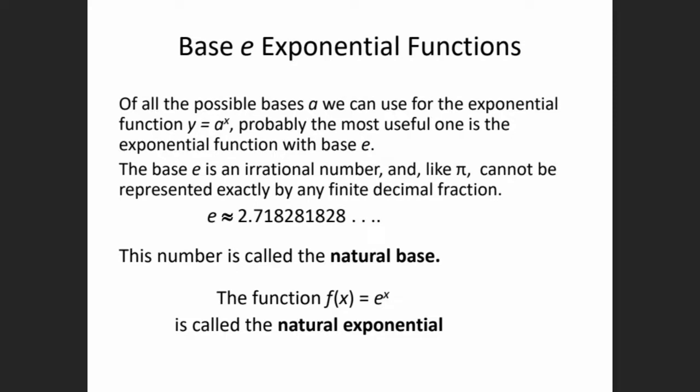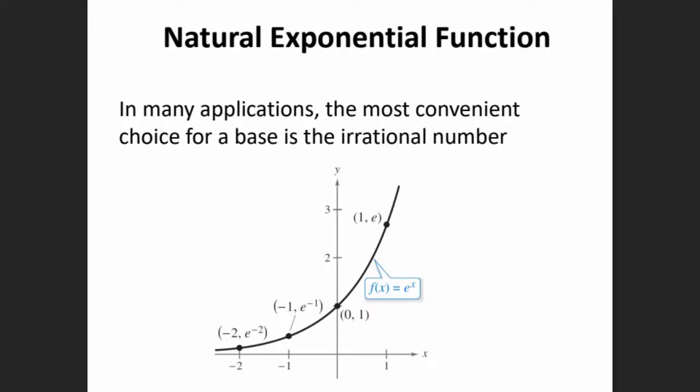So we call this the natural base, okay? And we write this as the function f of x is equal to e to the x. As an exponent, we call it the natural exponential, okay? Now, let's look at some properties of this. Believe it or not, this looks a lot like the parent function that I gave you in the beginning, 2 to the x. It's the same kind of graph, okay? It has a horizontal asymptote at y equals 0. It's going to cross the y-axis at (0, 1). Again, this is a continuous graph that goes forever to the left and forever to the right.